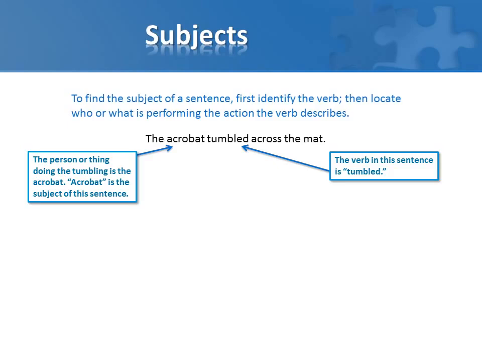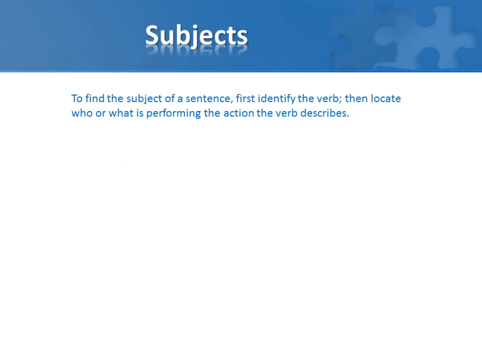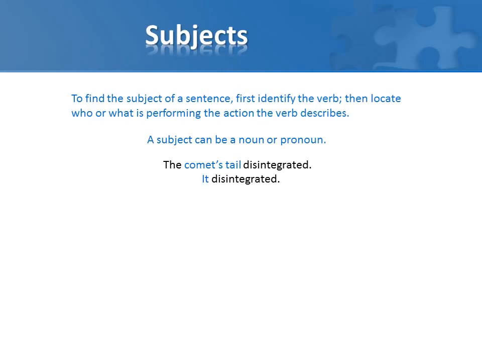There are several points you're going to want to keep in mind when you're looking for the subject of a sentence. The first is that a subject can be either a noun or a pronoun. For example, in this sentence, the comet's tail disintegrated. The comet's tail is a noun, and it's the subject of disintegrated. We can also use the pronoun it. It might be standing in for the comet's tail, and it could be the subject also of the verb disintegrated.